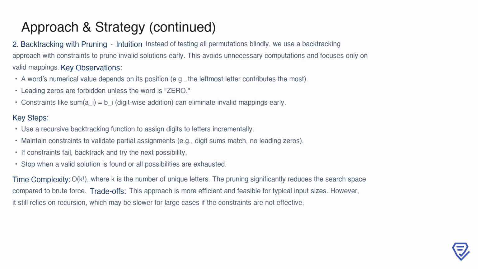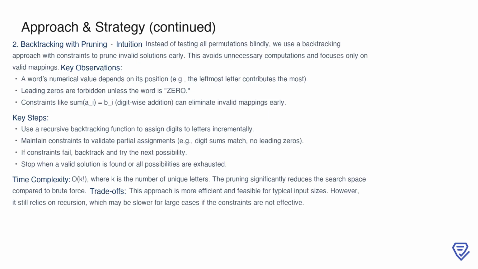Instead of blindly testing all permutations, this approach incrementally assigns digits to letters and uses constraints to eliminate invalid mappings early. This way, we avoid exploring paths that cannot possibly lead to a solution. There are a few key observations that make this method work. For example, a letter's position in a word determines its numerical weight.